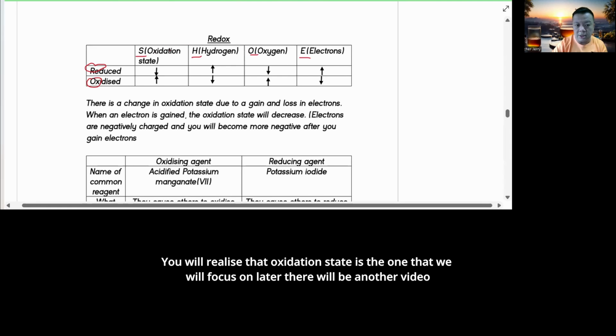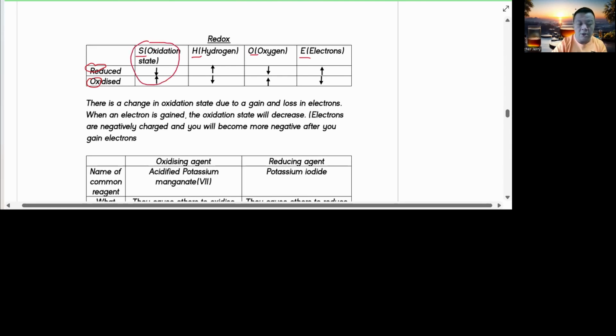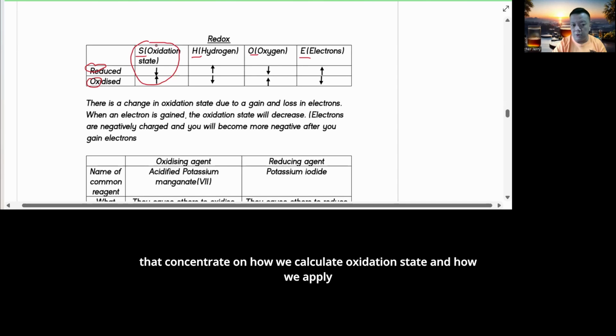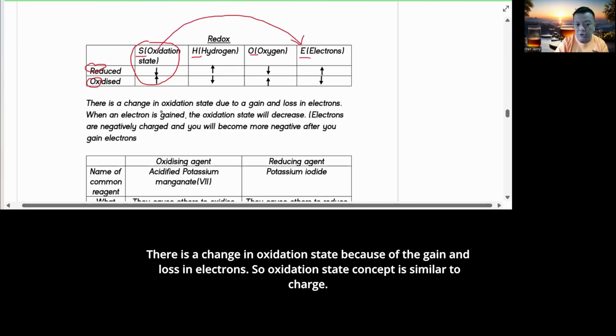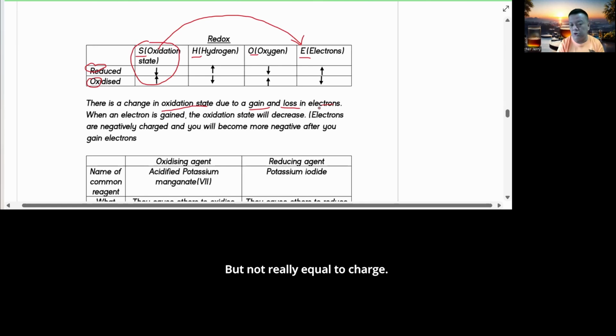You will realize that oxidation state is the one that we'll focus on later. There will be another video that concentrates on how we calculate oxidation state and how we apply it to redox questions. Oxidation state is related to electrons. There is a change in oxidation states because of the gain or loss of electrons. The oxidation state concept is similar to charge, but not really equal to charge.